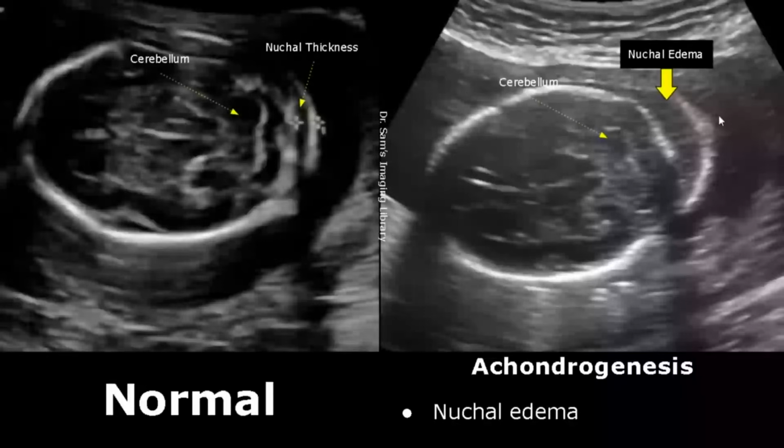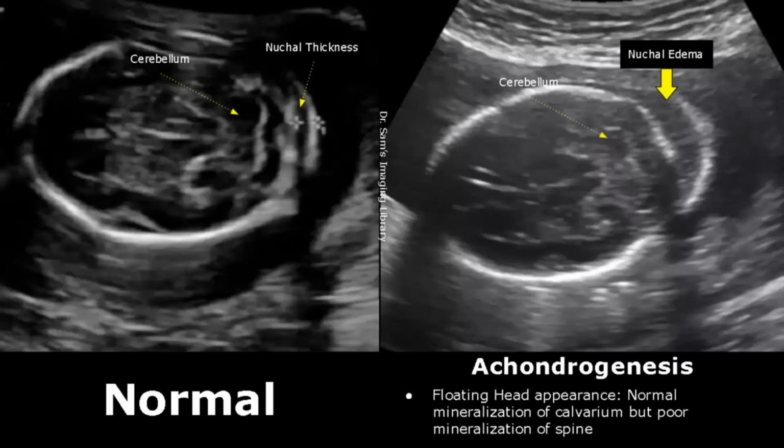Nuchal edema is another feature of achondrogenesis. Normal nuchal thickness looks like this in transverse view. It is measured when we see the cerebellum. In this image, we see an increased nuchal thickness. This is due to nuchal edema. It is very prominent. The skull bone is developed normally, but since the spine is absent, this appearance collectively is called the floating head appearance.